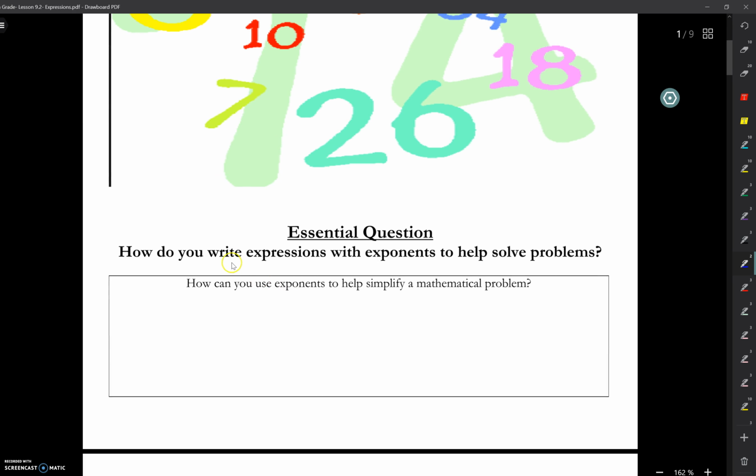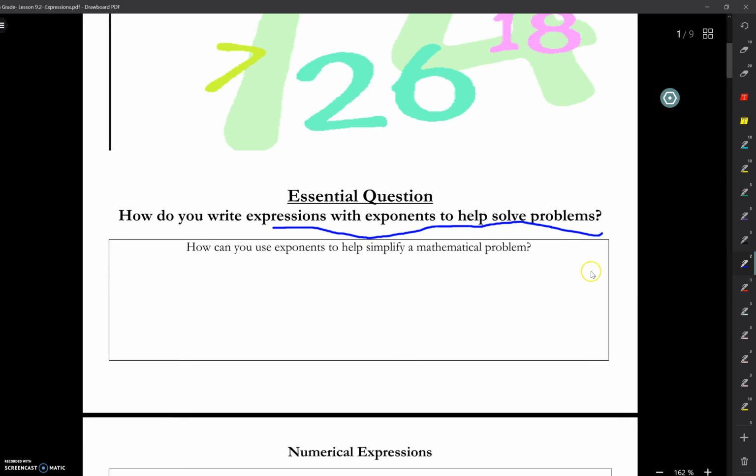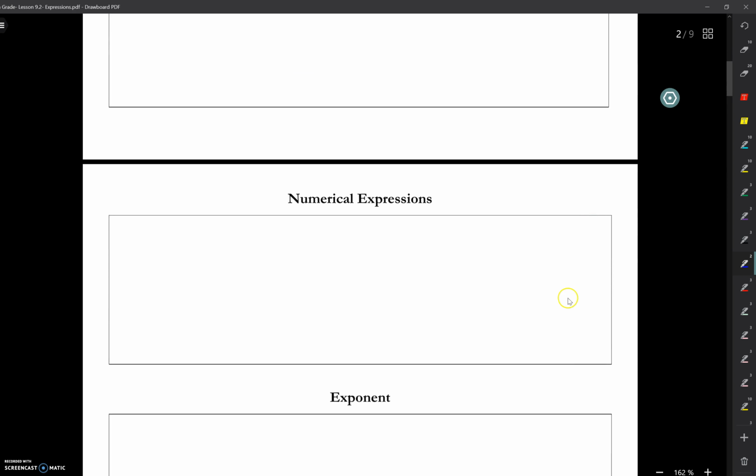So how do you write expressions with exponents to help solve problems? And the basic question is, how can you use exponents to help simplify a mathematical problem? And we'll get into that. We'll learn that today. So what is a numerical expression?